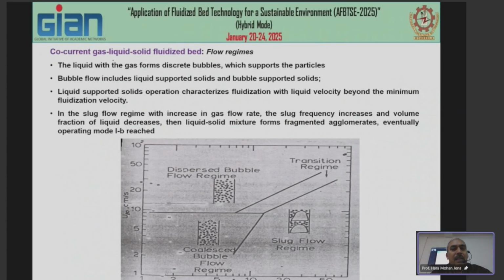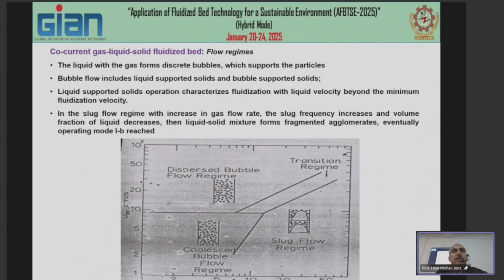In a co-current gas liquid solid fluidized bed, we come across different types of flow regimes depending upon the flow rate of the liquid and the gas phase. The liquid with the gas forms discrete bubbles which support the particles. Bubble flow includes liquid supported solids and bubble supported solids. Liquid supported solids operation characterizes fluidization with liquid velocity beyond the minimum fluidization velocity.